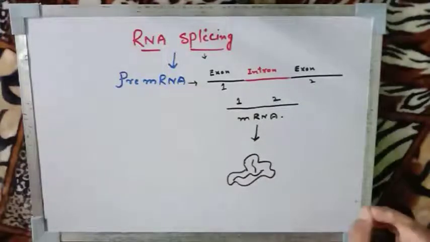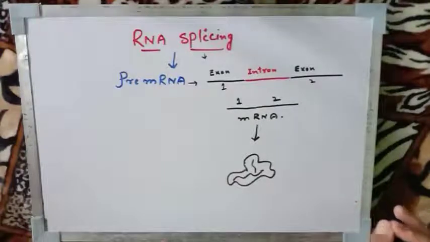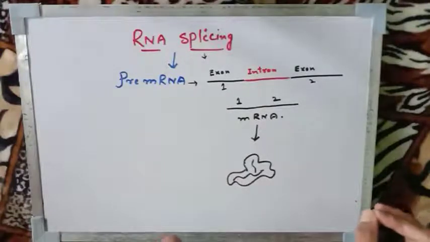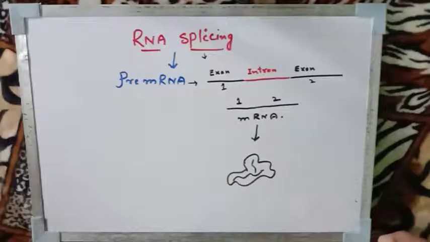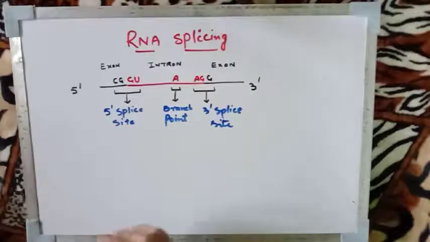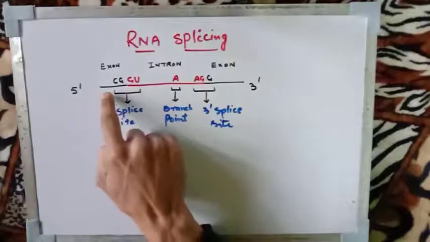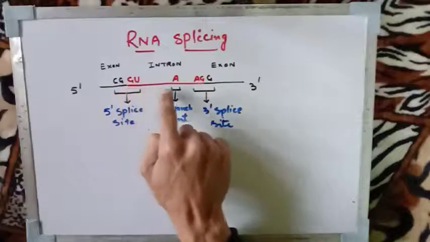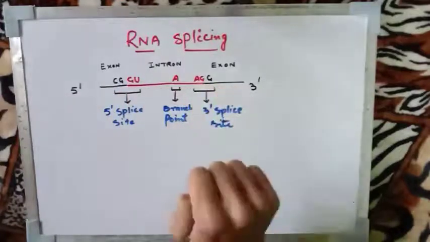Okay, dear students, what happens in eukaryotes? RNA splicing occurs. So, dear students, now we will see the sequences within the RNA determine where splicing occurs. Okay, here you can see this is an exon, this is an intron, this is an exon.